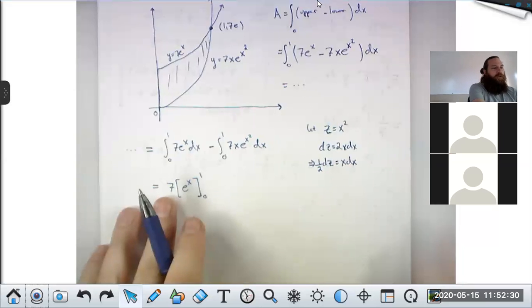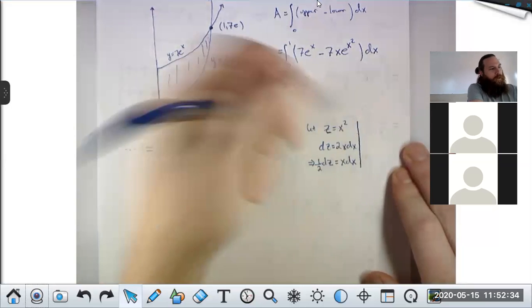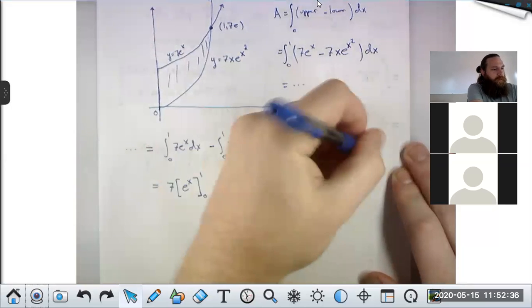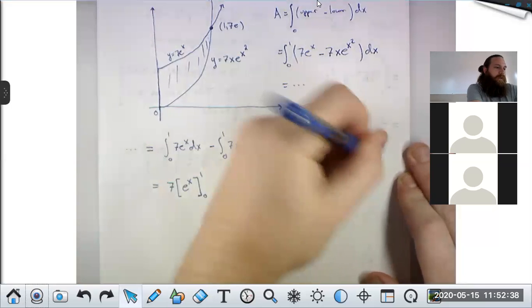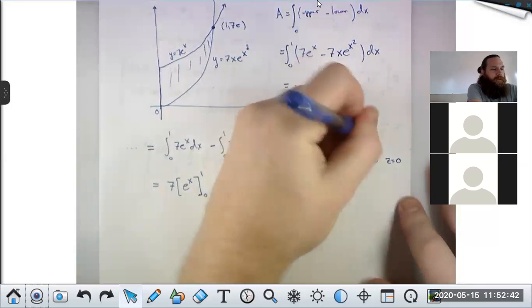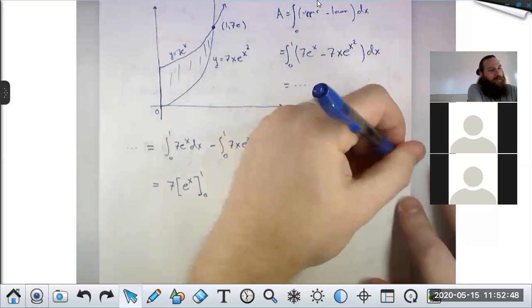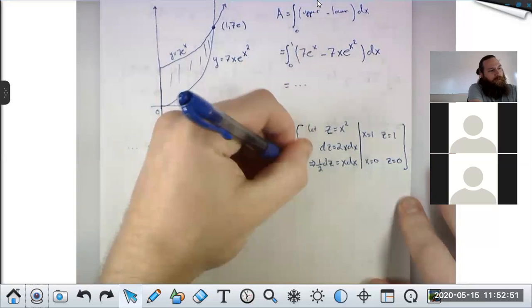I also need to change my bounds. When x is equal to 0, z, which is x squared, will also be 0. When x is equal to 1, z, which is 1 squared, will also be 1. Oh, so my bounds don't change, but I still need to go through that.